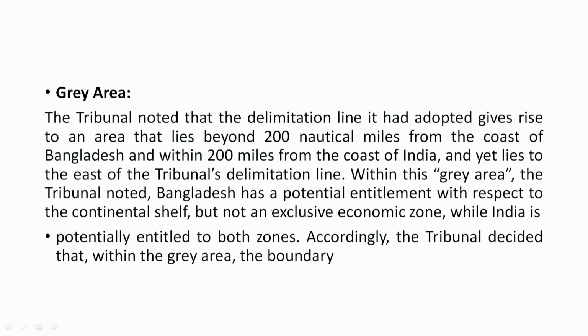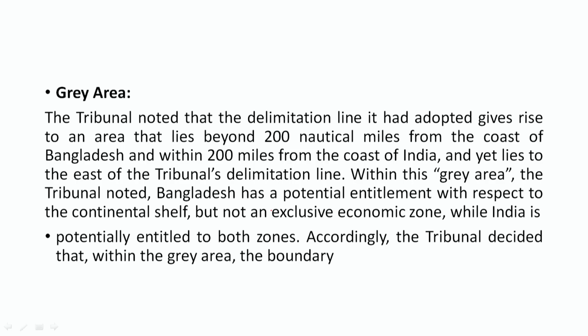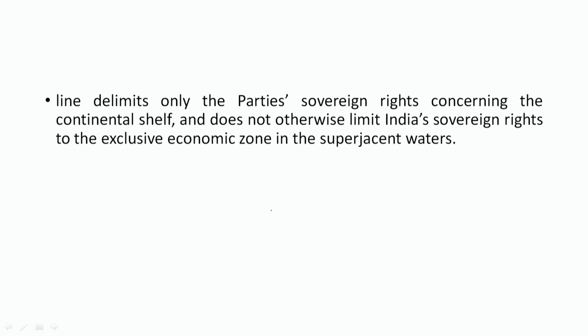Within this grey area, the tribunal noted Bangladesh has a potential entitlement with respect to the continental shelf, but not an exclusive economic zone, while India is potentially entitled to both zones. So that means the use of the continental shelf area beyond 200 nautical miles between India and Bangladesh was based on an adjustment, a mutual adjustment between the parties. Accordingly, the tribunal decided that within the grey area, the boundary line delimits only the parties' sovereign rights concerning the continental shelf and does not otherwise limit India's sovereign right to the exclusive economic zone in the superjacent waters.